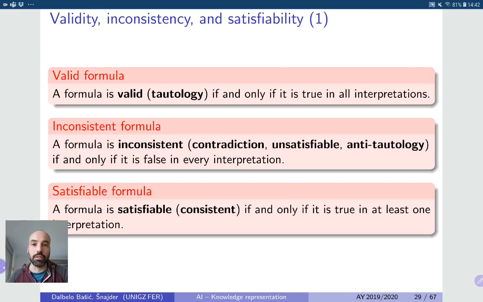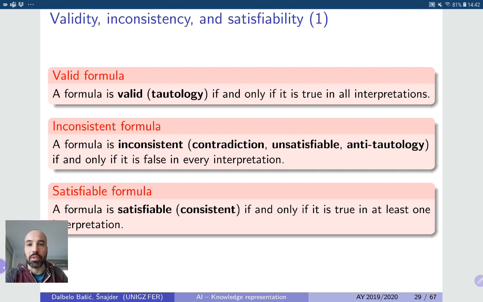And if it turns out that when you evaluate the formula for each and every one of these interpretations, you always end up with the formula being true, then this is a valid formula or tautology, a formula that's always true regardless of how you tweak the truth value of the individual variables.